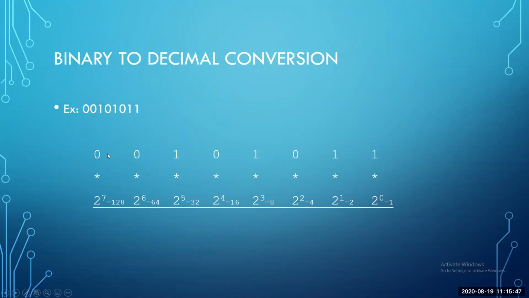So to look at this, we do 0 times 128, 0 times 64, 1 times 32, 0 times 16, 1 times 8, 0 times 4, 1 times 2, 1 times 1. Once you get all those products, you just add them up. Since these are zeros, we're not going to use those. This is a 1, so we bring that 32 down. This is a 0, we're not going to use that. This is a 1. This is a 0, we're not going to use that. This is a 1, and this is a 1. So 32 plus 8 plus 2 plus 1 is actually 43, not 45.